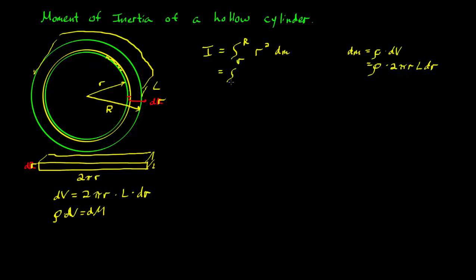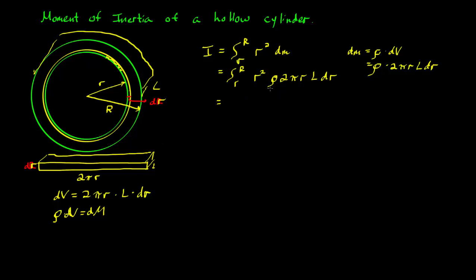So we get the integral from little r to big R of r squared times rho 2 pi r L dr. Okay, don't be scared. Most of the stuff is constant. So let's go ahead and pull out all the constants just so it's easier to see.